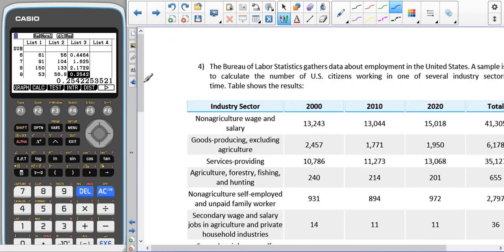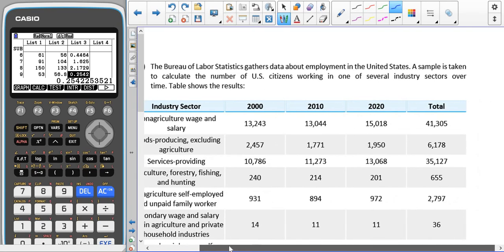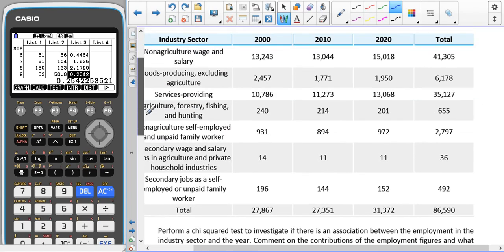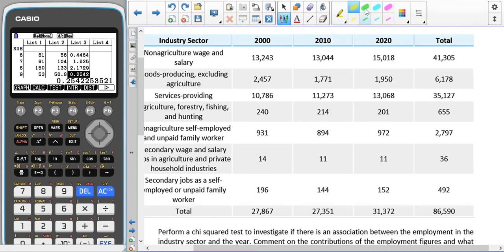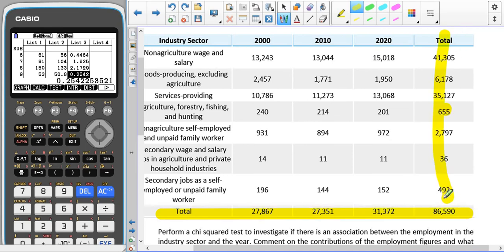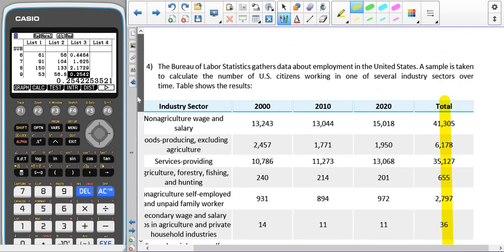Okay, last question. So question 4. This is a big table this time. And again, though, we do have those totals on the bottom and on the top that we are not going to be entering into our calculators. Not this row and not this column here either, because we don't enter the totals.